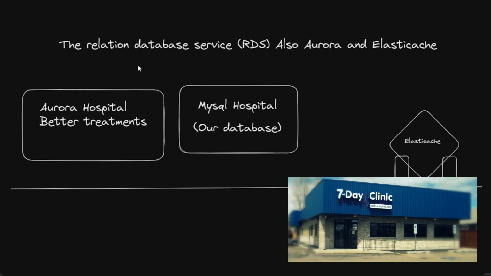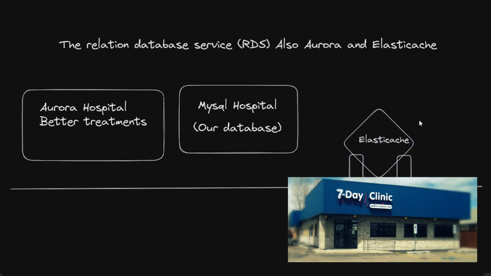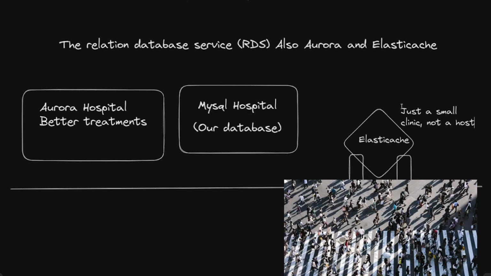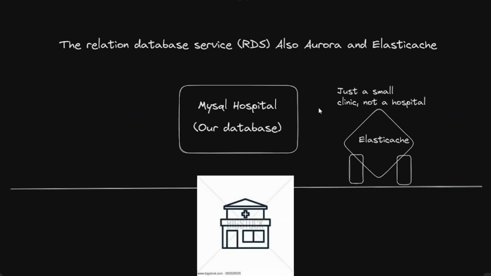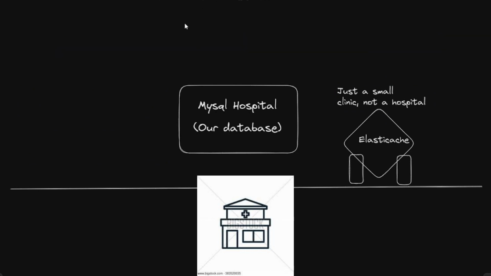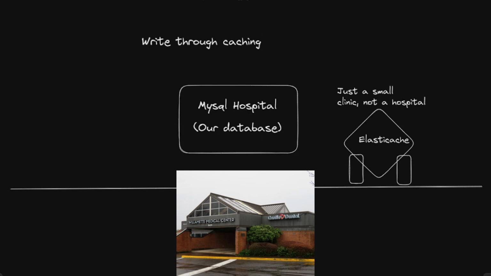Elasticache can be compared to a small associated clinic that helps to manage and monitor patients' conditions. It is a caching service that stores frequently accessed data in memory to reduce access time and improve application performance. Elasticache's Memcached and Redis can be compared to two different types of clinics. One clinic that is quick and simple to set up, which is Memcached, and another that has more features but is more complicated to set up, which would be Redis.